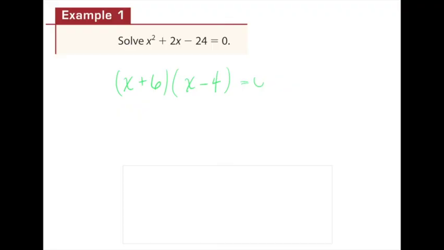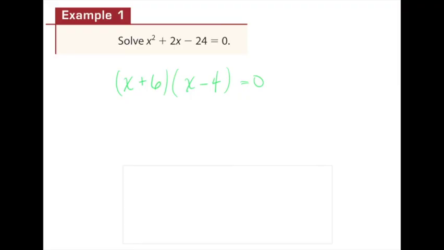And you can double check this. You can say, well, 6 times negative 4 is negative 24. 6 plus negative 4 is positive 2. I did my factoring correctly. All right. Now you'll notice this guy equals 0. In order to multiply two things, which is what we are doing with these two binomials, this means one of those has to be equal to 0. That's just the rule. You can't multiply two numbers and get 0 unless one of them is 0.